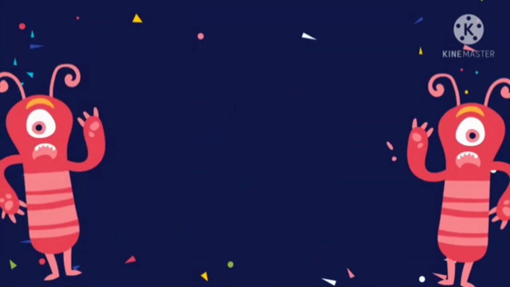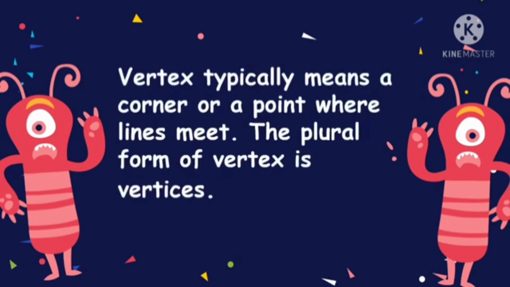Okay, so since we already found out that a pentagon has 5 sides and 5 vertices, ano ba ang vertices? So ang vertices, ang singular form niya is vertex. Vertex typically means a corner or a point where lines meet. So ito yung point kung saan nag-meet yung mga sides or yung line. And the plural form of vertex is vertices.